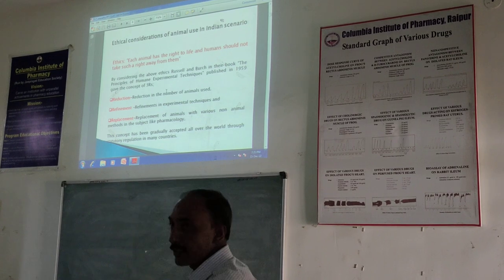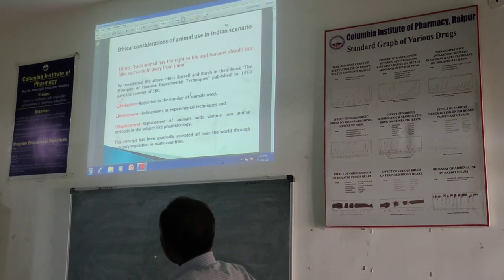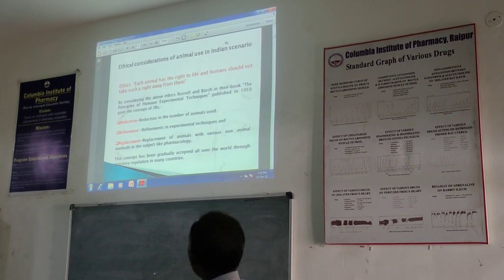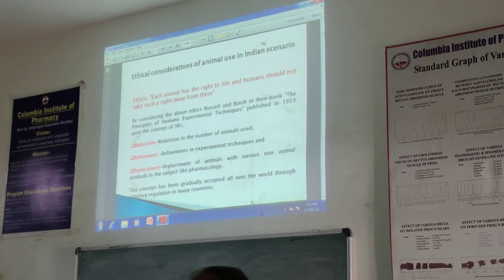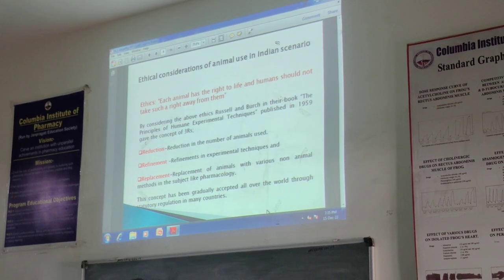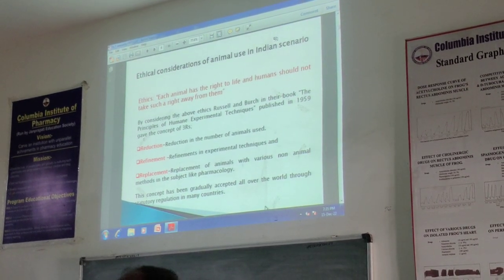So what does the ethics say? The ethics says each animal has a right to life and humans should not take such a right away from them. Sabka jeene ka adhikar hai. Hum isko disturb nahi kar sakte.